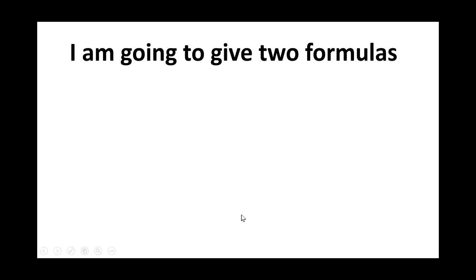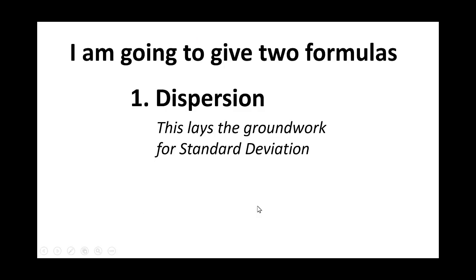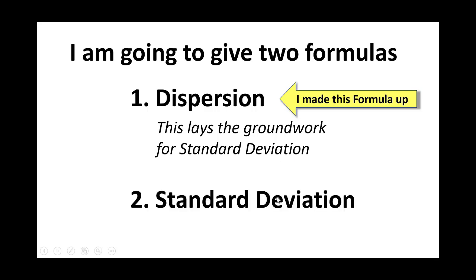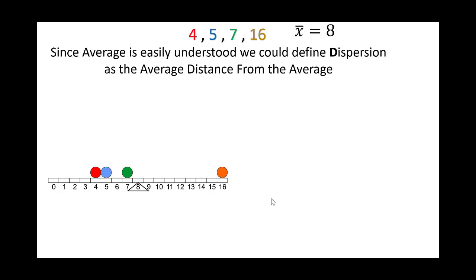What I'm going to do is give 2 formulas. The first is dispersion, and this lays the groundwork for standard deviation. And this first one, I made the formula up. And then the second will be the actual formula for standard deviation. So let's start out. I thought since average is easily understood, we could define dispersion as the average distance away from the average. The average distance away from the average.